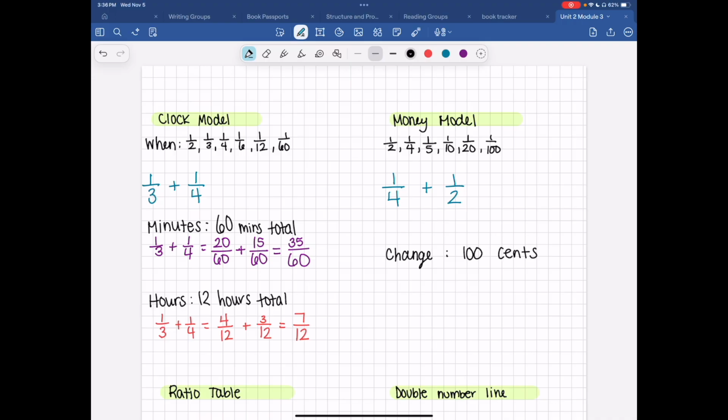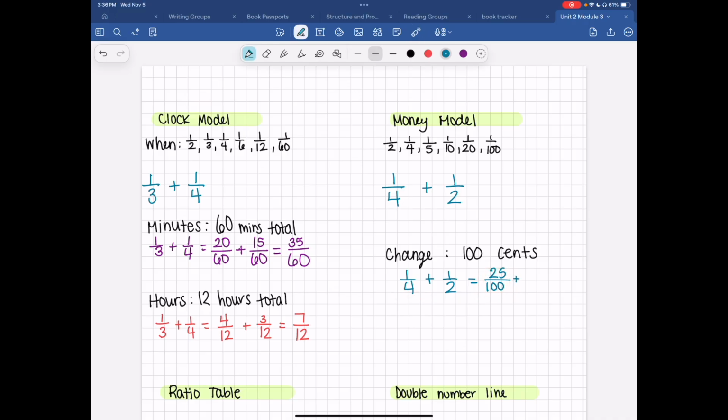Okay, so if we're thinking about a whole dollar, then what is 1/4 of a whole dollar in cents? We know that quarters are 25 cents out of a total 100, which gives us that 1/4 of a dollar. So 1/4 is equivalent to 25 hundredths.